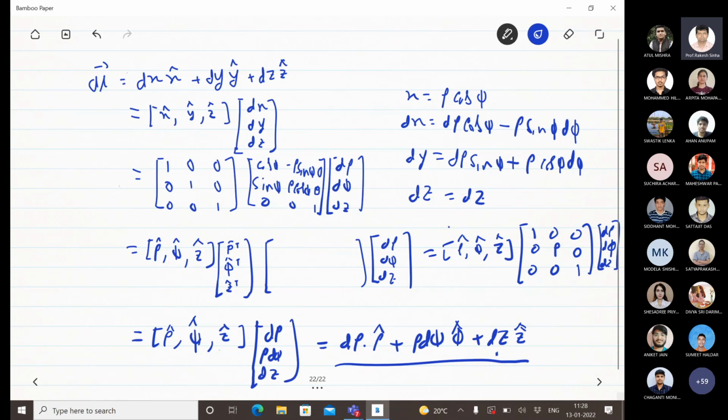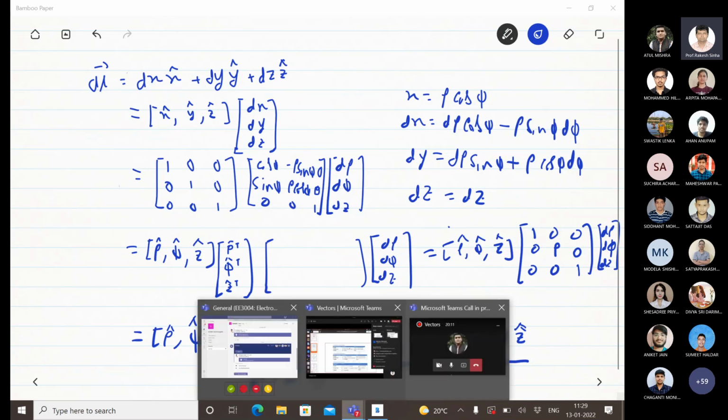The universal definition of differential length, differential area, or differential volume is basically in the Cartesian coordinate system, but we can easily convert this into another system. This is the main way you can convert this into another one. In this way you can go from cylindrical to spherical also, and from Cartesian to spherical also. This is the basic way to do this kind of operation.